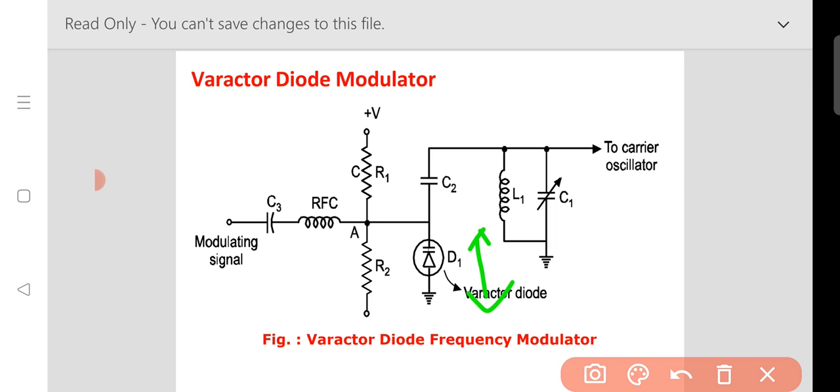This diode now acts like a capacitor, a variable capacitor. Let the capacitance of the diode be CD. Okay, the capacitance of the diode is CD.